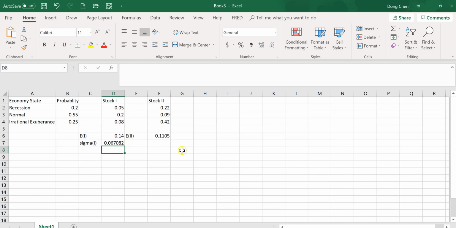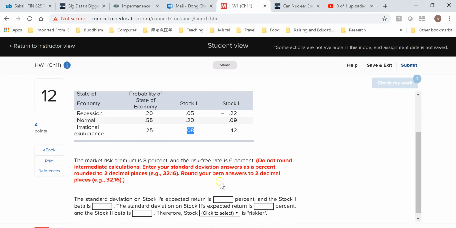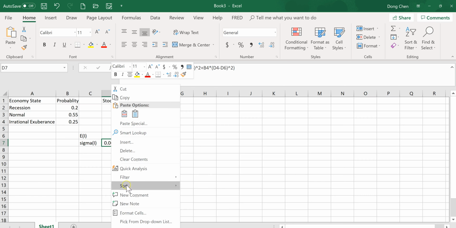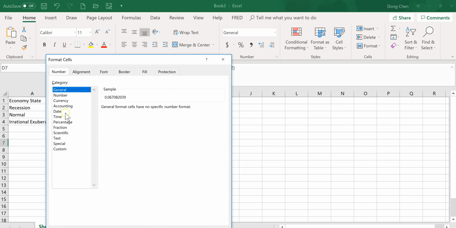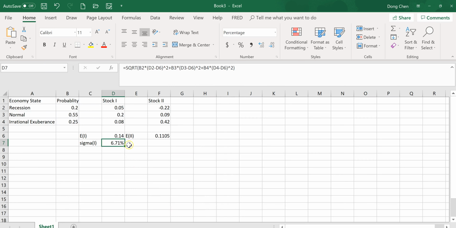So, that gives me this number. We have to go back to the rounding requirement: enter your standard deviation answers as a percent, rounded to 2 decimal places. So we have to change this to a percentage, rounded to 2 decimal places. That's the first part of the answer.